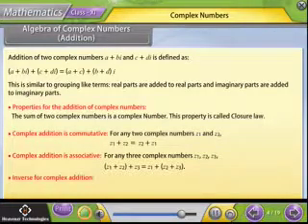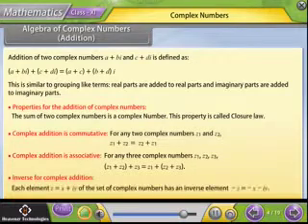Inverse for complex addition. Each element z is equal to x plus iota y of the set of complex numbers has an inverse element, minus z is equal to minus x minus iota y.